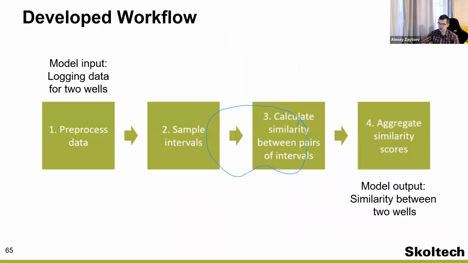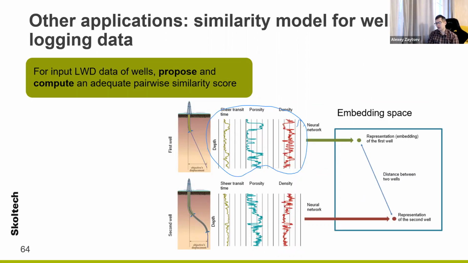If we have two similar wells, two wells that have close properties, then we want this distance to be small. If we have two distinct wells with very different properties from different oil fields, we want this distance to be large. So the problem is how can we construct an embedding?